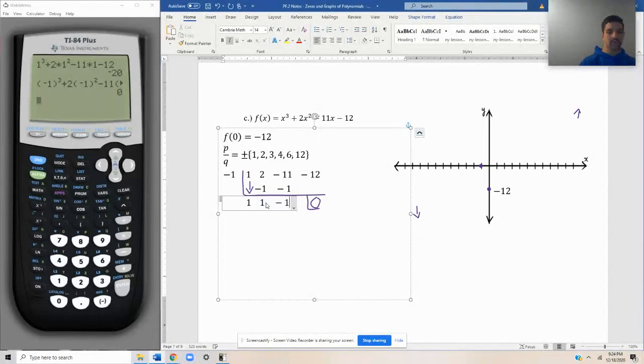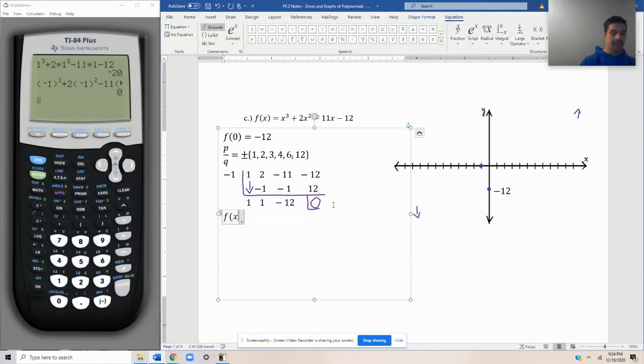And take this negative 12 times negative 1, which would be positive 12. That goes in the next column, and add down that column, and I get 0. So again, the reason that we do this is because it allows me to rewrite f of x as the product of the factor x plus 1, which gave me the 0, negative 1, which we already used, and then this quotient here, which would be x squared plus x minus 12.